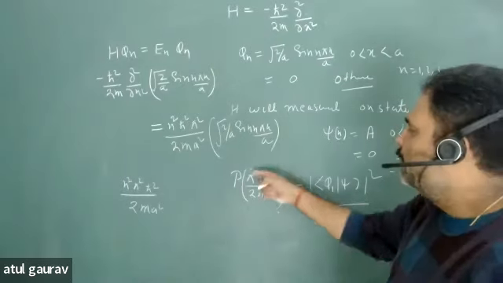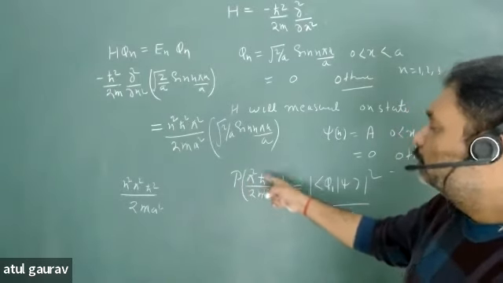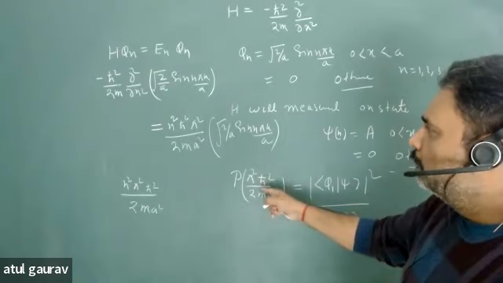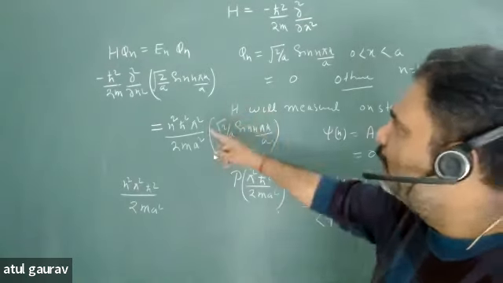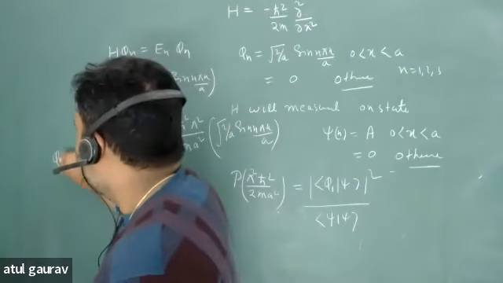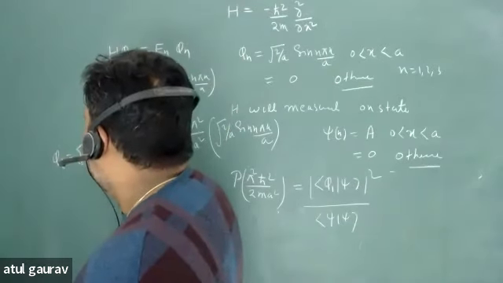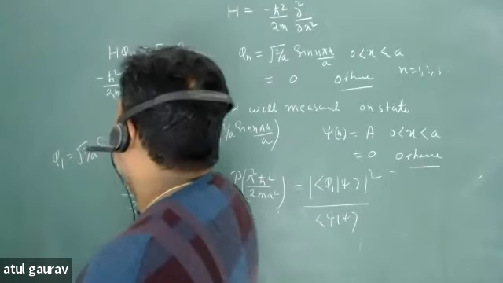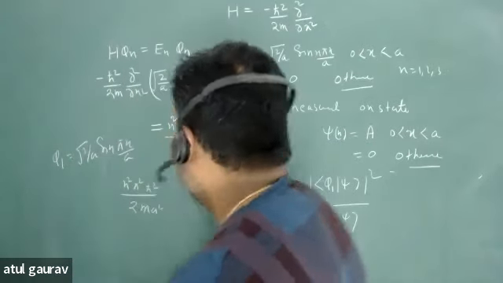ये किसके कॉरेस्पॉन्डिंग आइगन स्टेट है? सॉरी, आइगन वैल्यू है n equals to 1. n is equal to 1, जिसे आप phi 1 लिख सकते हो, है ना? Yes. What is phi 1? Your phi 1 is √2 upon a sin pi x upon a. Yes?